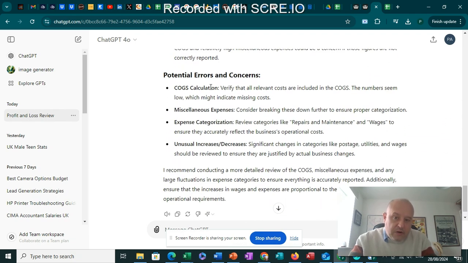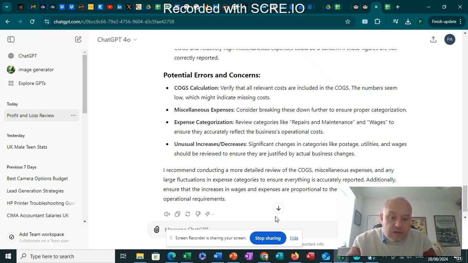So, as I just read out, cost of goods calculation. It says it all seems fine, but the cost of goods sold seems low. Is there something missing? Miscellaneous expenses, consider breaking these down further. Yes, one thing with accounting is when you get stuff dropped into the other category or the miscellaneous category, and those numbers can end up being quite material at times. So you'd always want to ensure that those are broken down. And so ChatGPT is correctly flagging that.